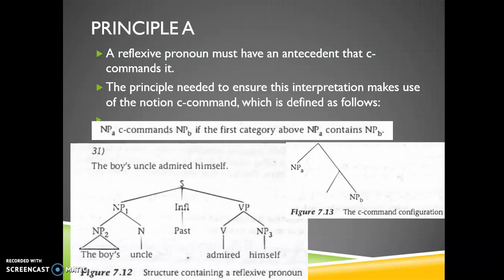So, Principle A: a reflexive pronoun must have an antecedent that c-commands it, that it refers to. The principle needed to ensure this interpretation makes use of the notion of c-command, which is defined as follows. The noun phrase A c-commands noun phrase B if the first category above A, a noun phrase, contains noun phrase B. So have a look here. This is the noun phrase A containing the noun phrase B. Okay, the boy's uncle admired himself. I'm talking about the boy's uncle. I'm not talking about any other person.